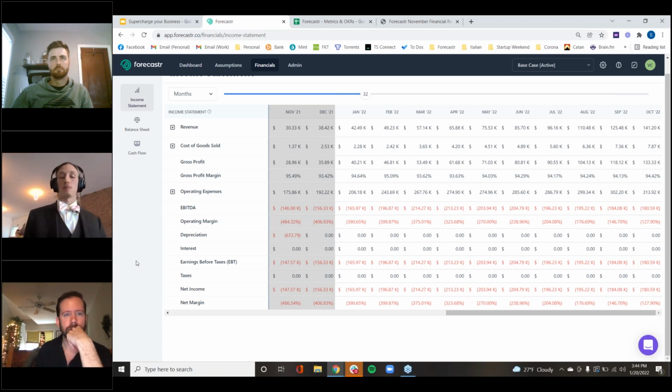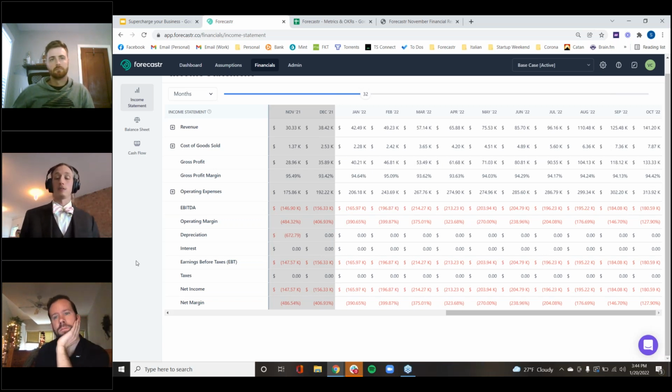Can't make a direct promise on when that's going to go live, but it is the most important feature that we're working on now, and it's very close. So we certainly expect it soon. So right now, Forecastr is not integrated with anything.